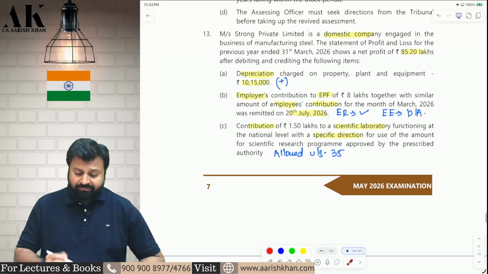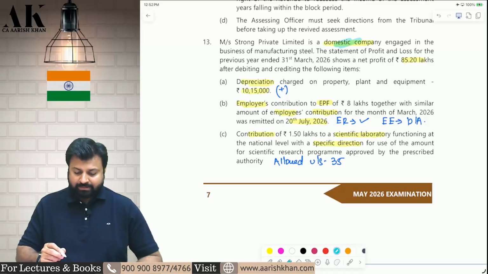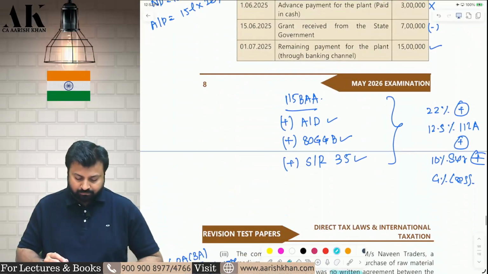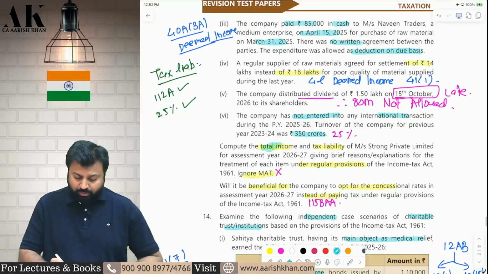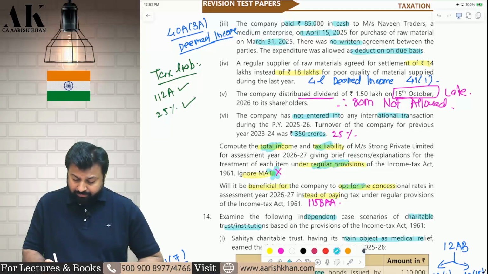So the very first question again over here is on total income. There is a domestic company. We need to compute the total income, etc. Let's see the last line, what exactly they want. They want us to compute total income, tax liability under regular provision. Ignore MAT. Then also they have asked us to compute the total income as per 115BAA also.